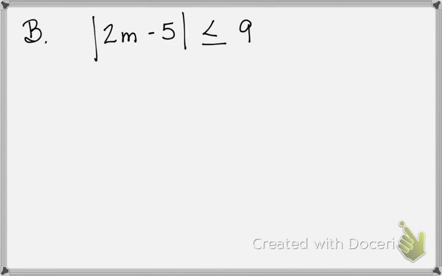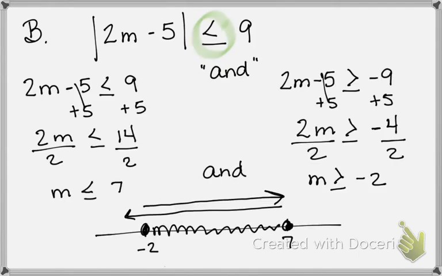All right, try B and see how you do. The first thing you want to do is make sure your absolute value is alone. It is. Then we look at our sign. Less than or equal to, and it's an and statement. So we set up our two inequalities. In this case, 2m minus 5 is less than or equal to 9, and 2m minus 5, flip our sign, greater than or equal to negative 9. Then we solve, graph it, and always check yourself.